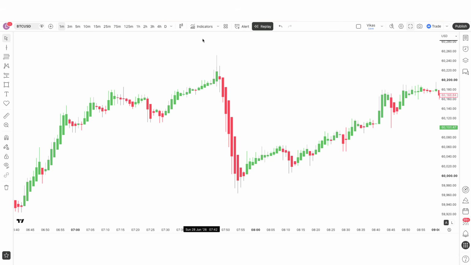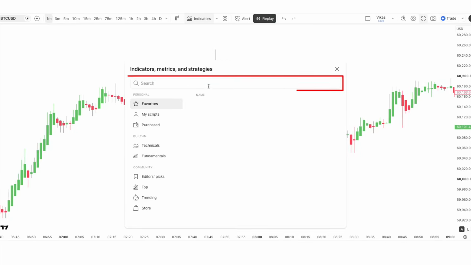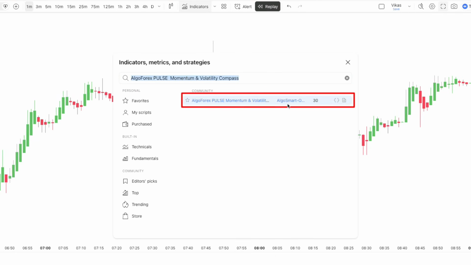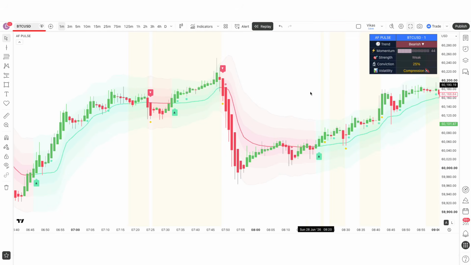Next, you'll want to find those magic indicators. Head over to the Indicators tab and search for the Algo Forex Pulse Momentum and Volatility. Select the indicator made by Algo Smart and add it to the chart.